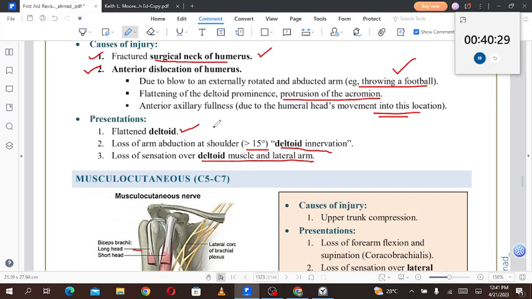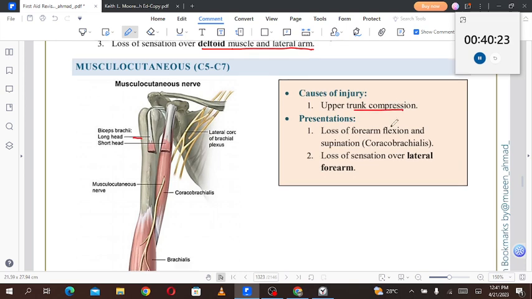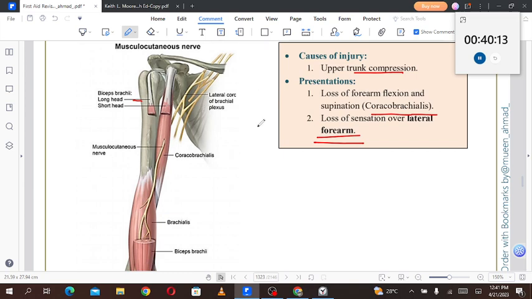So let's move on. So musculocutaneous nerve. Musculocutaneous nerve causes of injury: upper trunk compression. Presentation: loss of forearm flexion and supination, that is coracobrachialis, and loss of sensation over the lateral forearm. Lateral forearm, because the lateral cutaneous nerve of the forearm is coming from the musculocutaneous nerve, I guess, if I'm not confusing myself. So just forget about that. So the presentation is loss of forearm flexion and supination, and the loss of sensation over the lateral forearm.